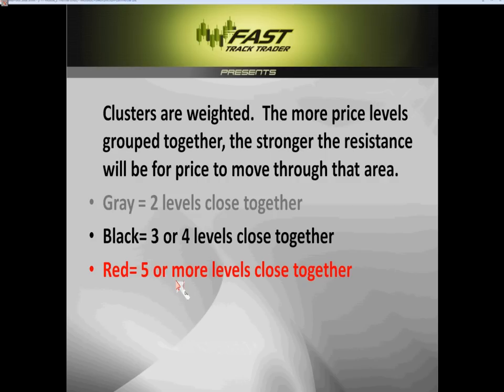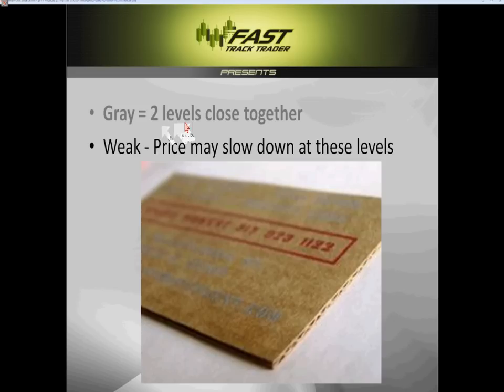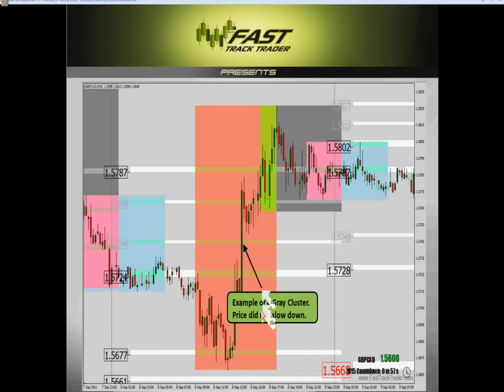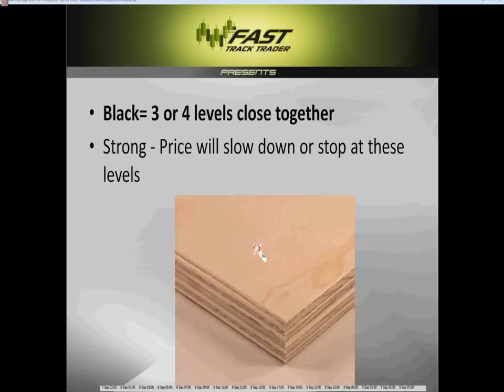Now, this is a piece of cardboard. Gray is 2 levels close together. It's kind of weak. Price may slow down at these levels, but it doesn't always. So personally, I do not trade gray levels. Look, here's an example of a gray cluster. Price just smoked it. And I double checked this day, there was no news. It just blew through these levels. They're not as respected as others. So that's just one example to show you.